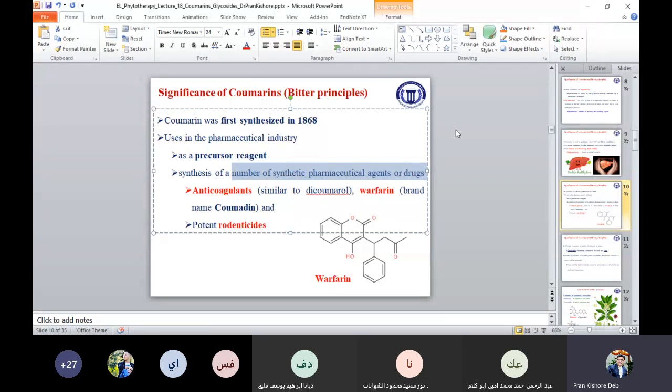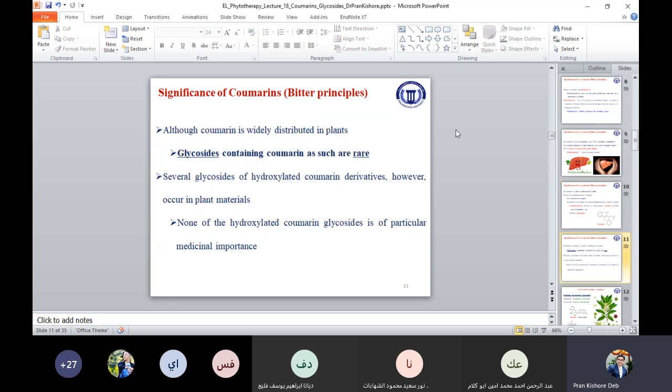It is also used for the synthesis of rodenticides. Remember this as a precursor. Again, when you go to exam, which of the following is used as a precursor for the synthesis of warfarin? Next, although coumarin is widely distributed in plants, again here, some important point I need you to understand.